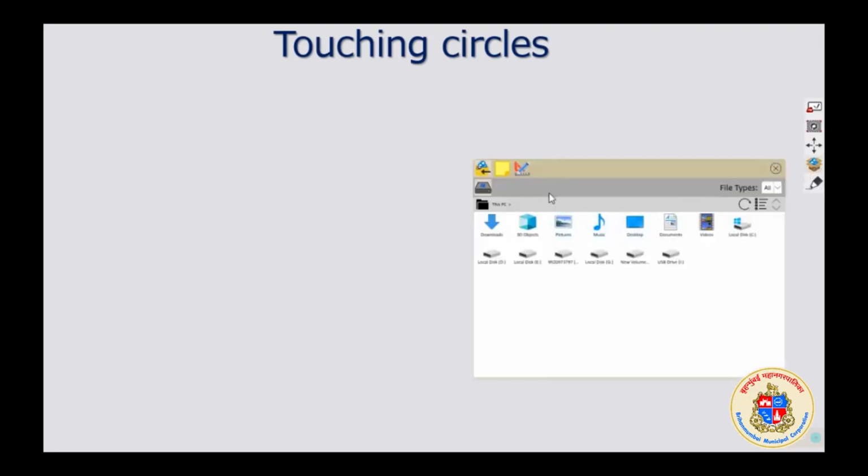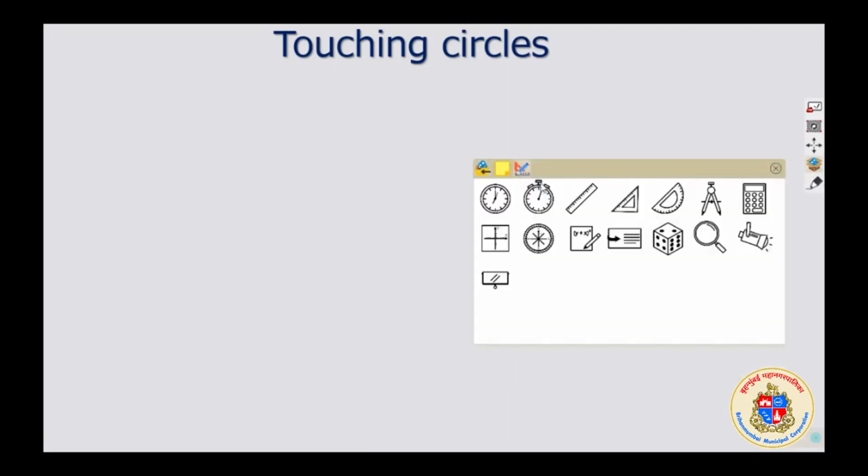Here it is, touching circles. As the name indicates, it is quite simple, but there are certain aspects you will understand from touching circles. So let me go ahead. How to draw touching circles? In order to draw touching circles, you cannot just draw them. Certain measurement or certain idea is required to draw that.